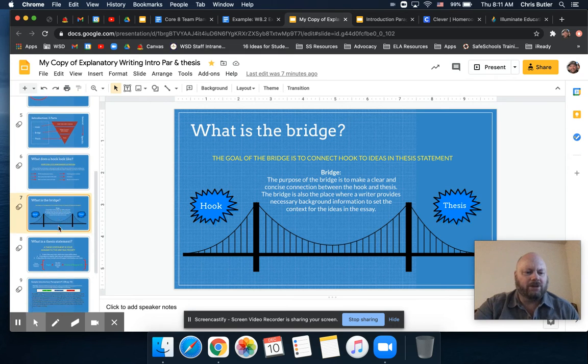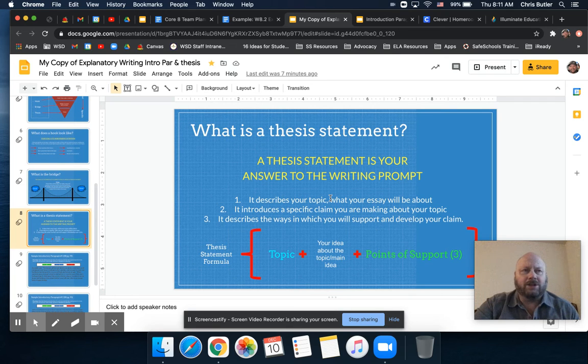Then the thesis statement, the last part of the introduction paragraph, it basically is an answer to your writing prompt. It describes your topic, what your essay is going to be about. It introduces a specific claim. Remember, claim, evidence, reasoning, evidence, reasoning, evidence, reasoning. It introduces your claim, and it describes the ways in which you're going to support and develop your claim. Okay, so this is a little formula. If you're mathematic, you got your thesis statement. It's your topic plus your idea about the topic plus your points of support. Remember those three points of support that we've been working on in our brainstorm sheet?